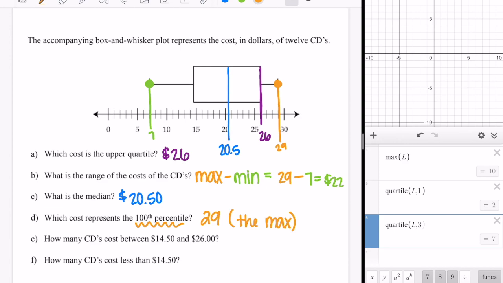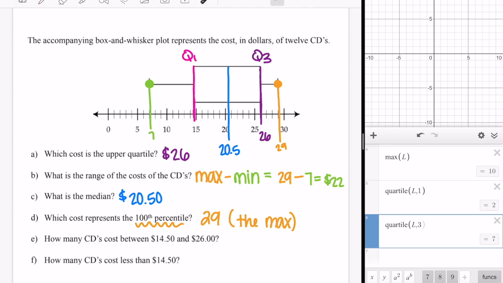Okay, how many CDs cost between $14.50 and $26? Well, let's see where $14.50 is. $14.50 would be just before 15, and that falls right on Q1. And $26 is what we talked about at Q3. So from Q1 to Q3, how many CDs would that be? Well, we've got to think about how many CDs we were talking about to begin with.